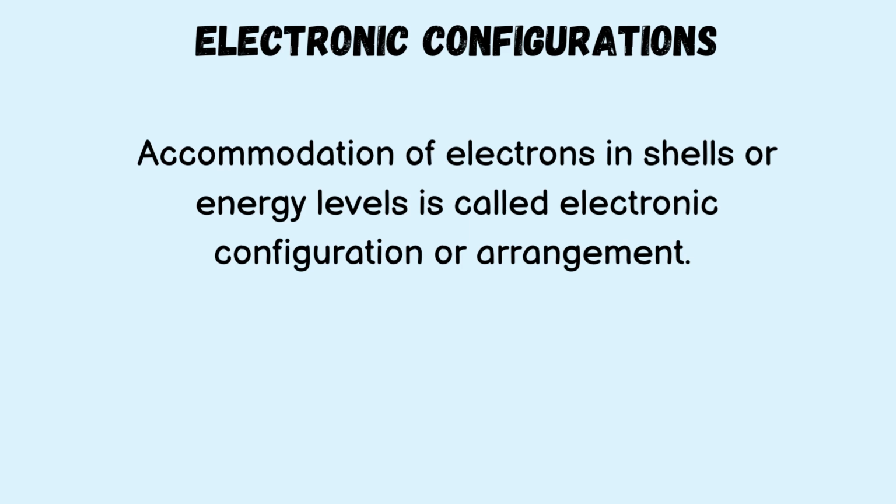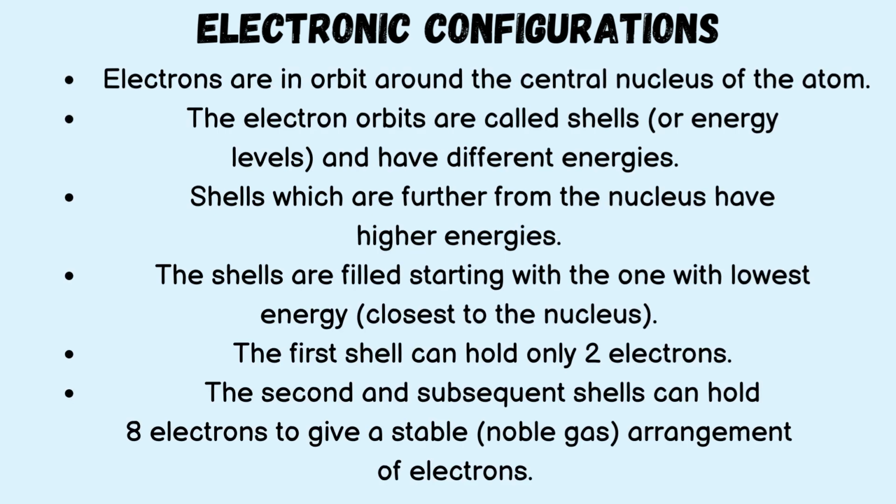Electronic configurations. Accommodation of electrons in shells or energy levels is called electronic configuration or arrangement. Electrons are in orbit around the central nucleus of the atom. The electron orbits are called shells or energy levels and have different energies. Shells which are further from the nucleus have higher energies. The shells are filled starting with the one with lowest energy.